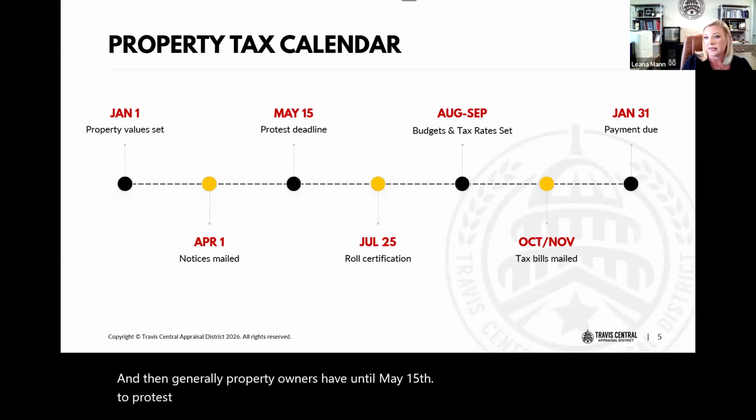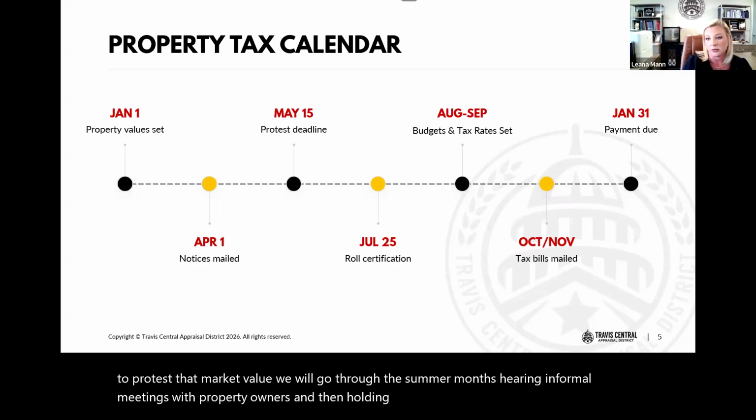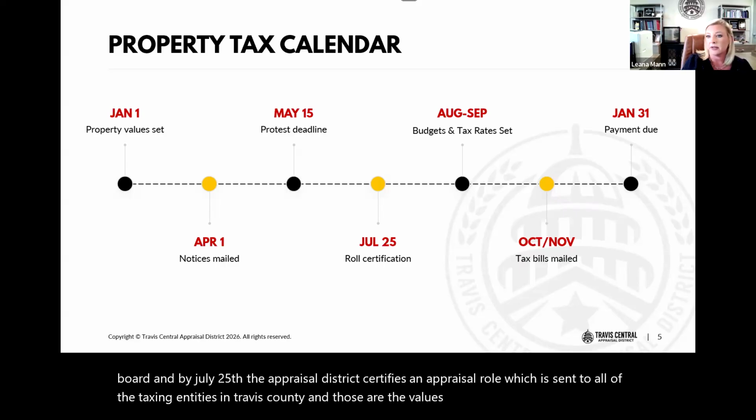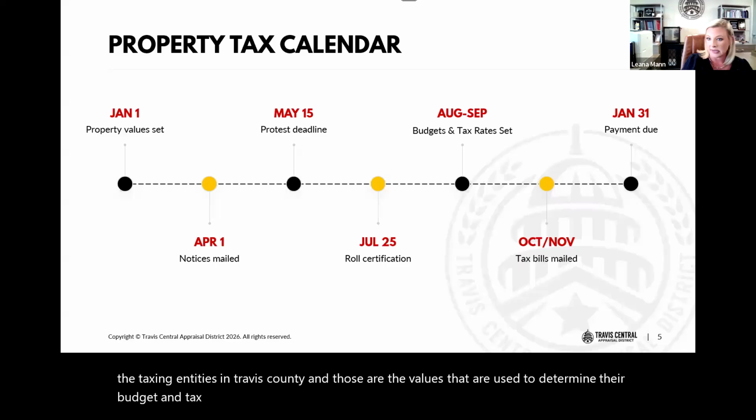We will go through the summer months, holding informal meetings with property owners and then formal hearings with the Appraisal Review Board. And by July 25th, the appraisal district certifies an appraisal roll, which is sent to all of the taxing entities in Travis County. And those are the values that are used to determine their budget and tax rates. So that's kind of where we're at right now in the cycle.